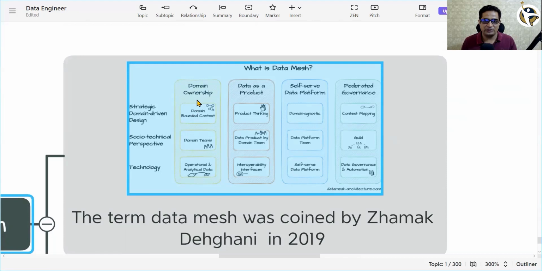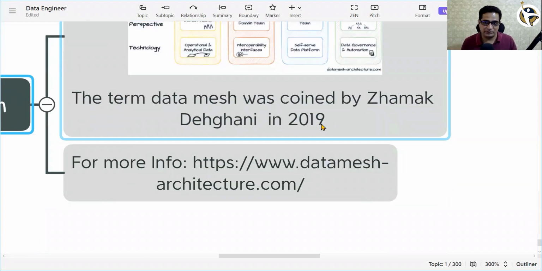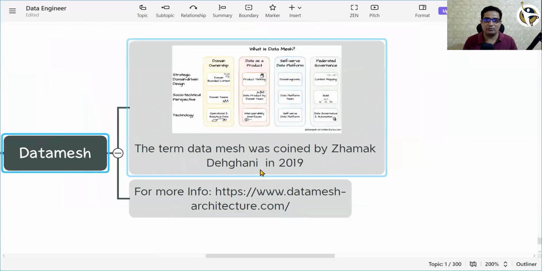So you can see here we have domain ownership. So you need to have a proper domain understanding and its ownership, data as a product, self-serve data platform, federated governance, and strategic domain-driven design, socio-technical perspective and technology. So these are some of the things you need to know if you want to know something about data mesh. And even data fabric is also a good concept to explore as part of your data engineering journey. So this is where I found a very interesting blog, and if you want to refer to it and see more detail about data mesh, please visit this site and try to understand more detail about data mesh.